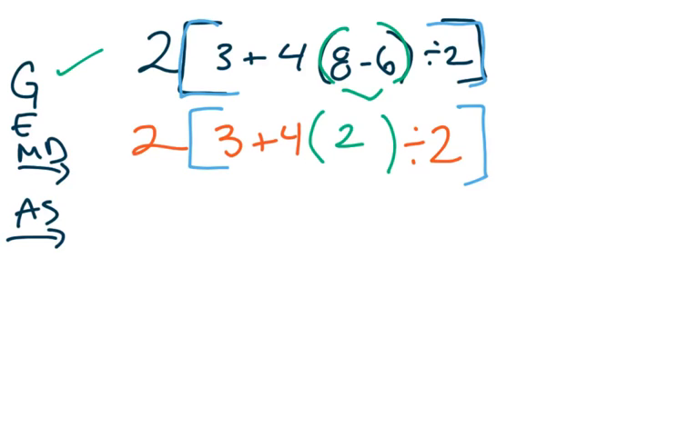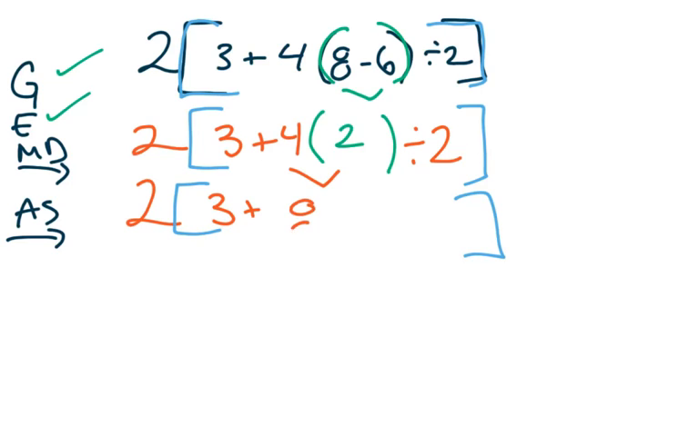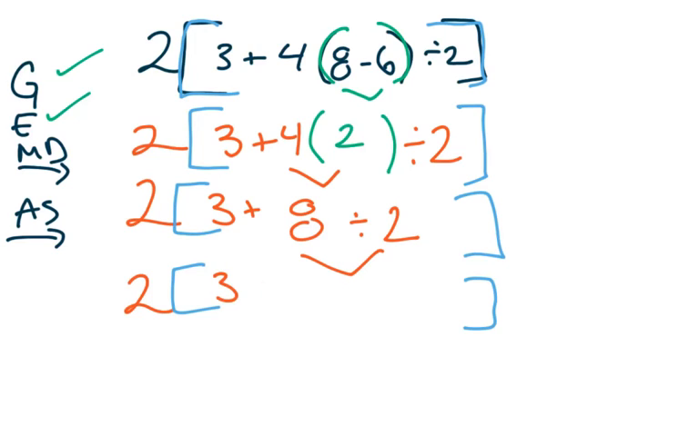No exponents inside the blue brackets. Great. Is there multiplying and dividing? Why, yes, there is. 2 times everything inside these blue brackets, which is 3 plus 4 times 2 is 8, divided by 2. All right, any more multiplying and dividing? Yes, there is. 2 times 3 plus 4. Done with the multiplying and dividing.